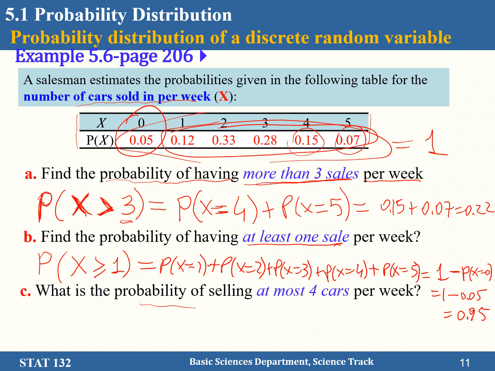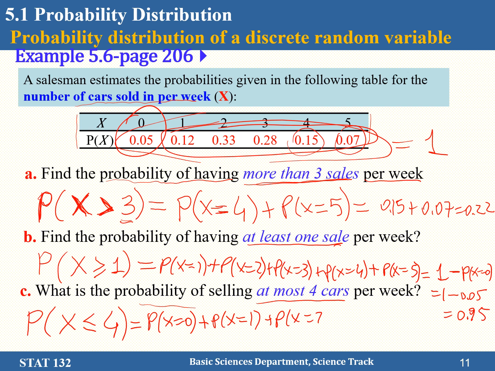What's the probability of selling at most 4 cars a week? Okay, we can write this one as, again, at most 4 means the number of cars sold will be less than or equal to 4. So in this case, again, it might be equal to 0, 1, 2, 3, and 4.